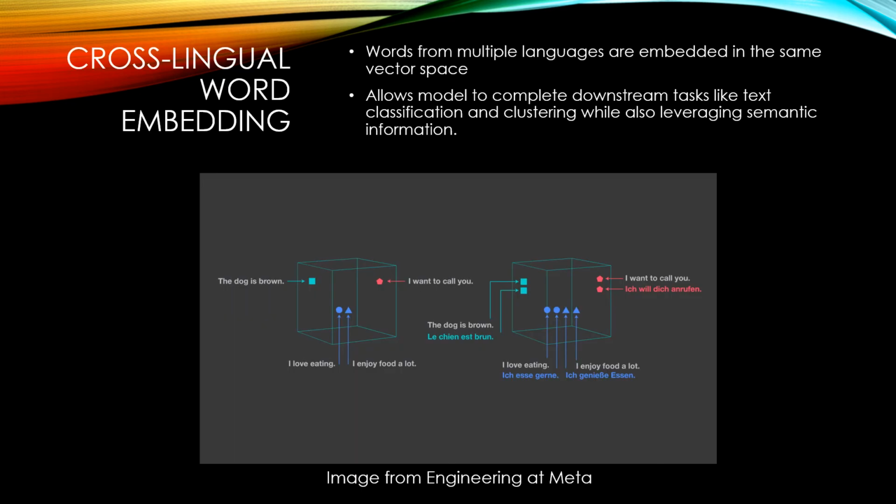Taking a slightly deeper look into the cross-lingual word embedding, you can see that words from multiple languages are embedded in the same vector space, as mentioned previously. This allows the model to complete downstream tasks like text classification and clustering while also leveraging semantic information. The image below is from the Engineering at Meta blog, and on the left side we see a monolingual embedding space, and the right side illustrates specifically LASER's approach to multilingual word embedding using a single shared space, but this is a very similar approach to all the multilingual word embedding now.